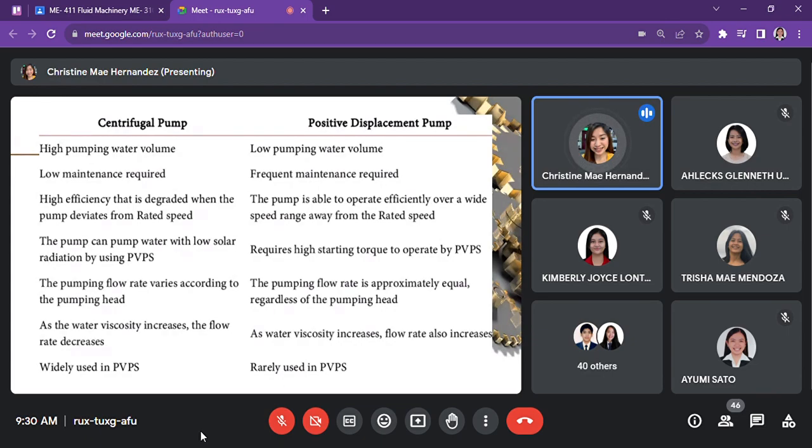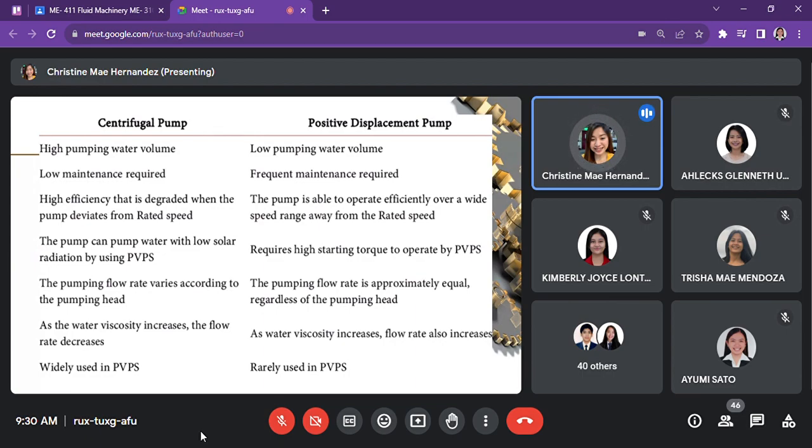For the centrifugal pump, high efficiency, that is degraded when the pump deviates from rated speed, while the positive displacement pump is able to operate efficiently over a wide speed range away from the rated speed. The centrifugal pump can pump water with low solar radiation by using PVPS. Positive displacement requires high starting torque to operate by PVPS.